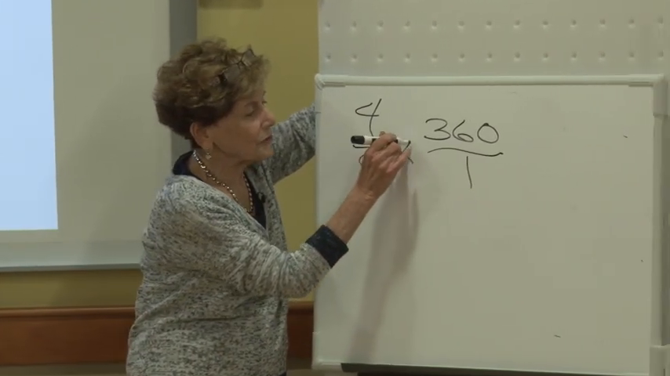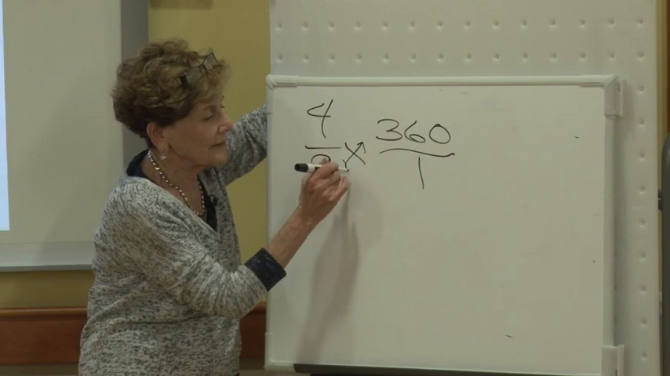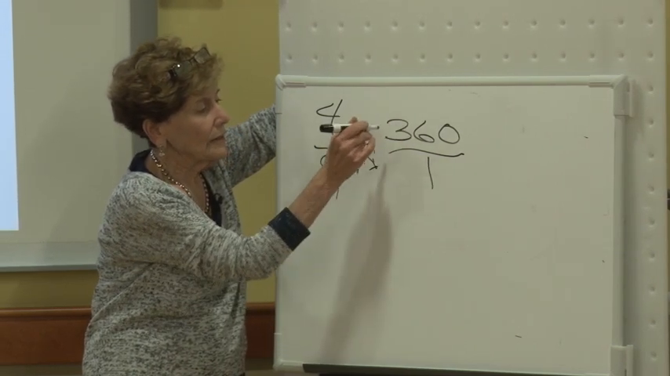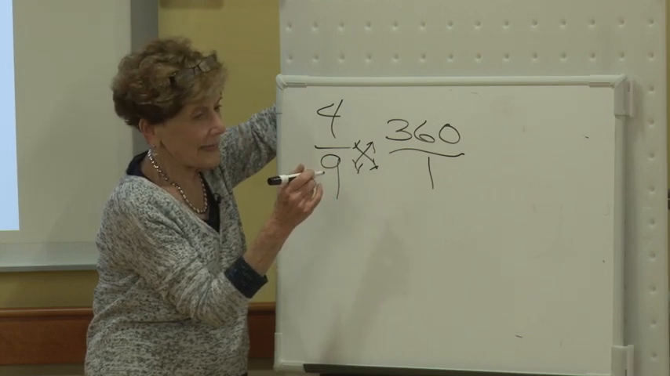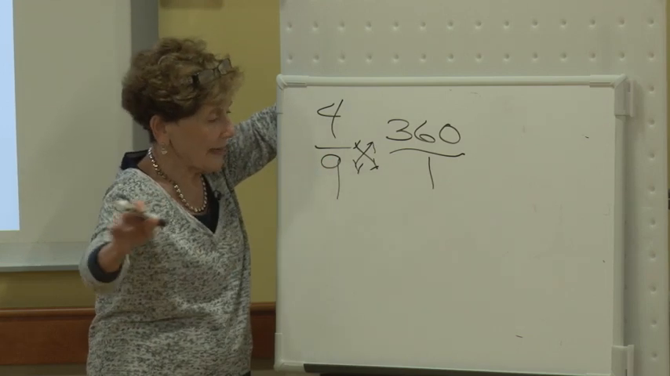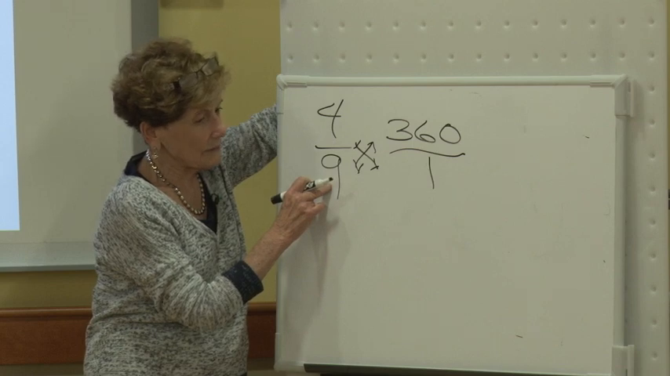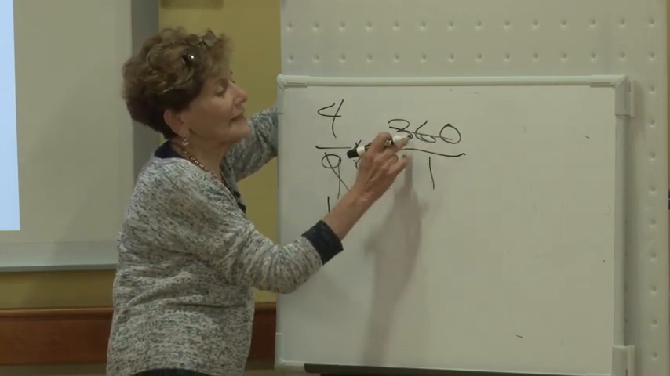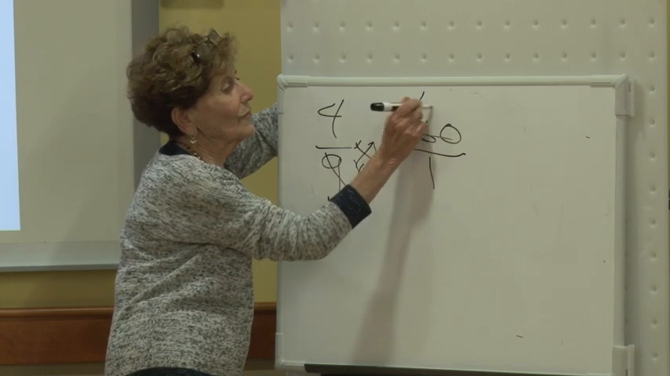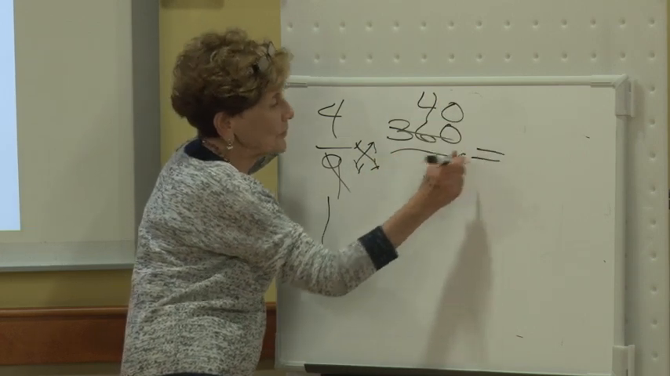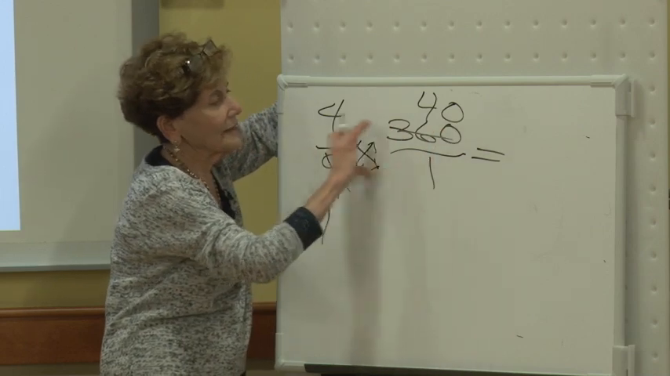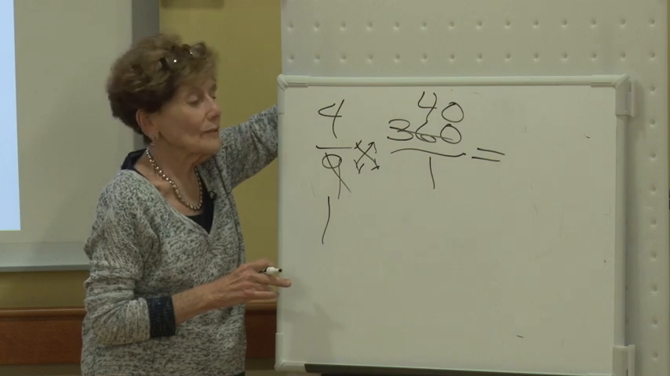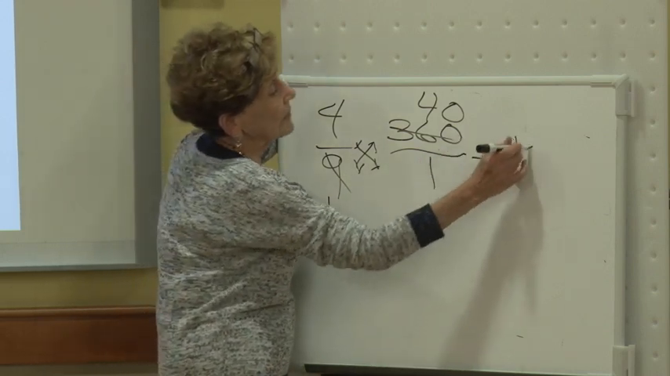Multiplication of fractions. What do you do first? Again, visualize those arrowheads. Before that, I can simplify. How many 9s in 9? 1. How many 9s in 36? 4. Now do your multiplication of fractions. 4 times 40 is 160.